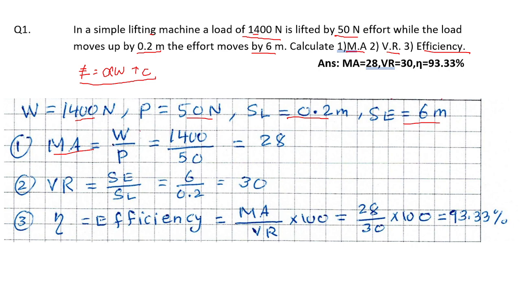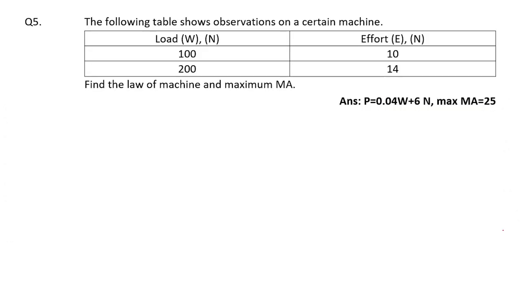The mechanical advantage is just equal to the load over effort. It's just simple substitution. You have 1,400 over 50, so the mechanical advantage is 28. How about the velocity ratio? You have the distance moved by the effort, which is 6 meters, over the distance moved by the load, which is 0.2, so you have 30. Now the efficiency is just MA, or mechanical advantage, over VR multiplied by 100. So that becomes 93.33%.